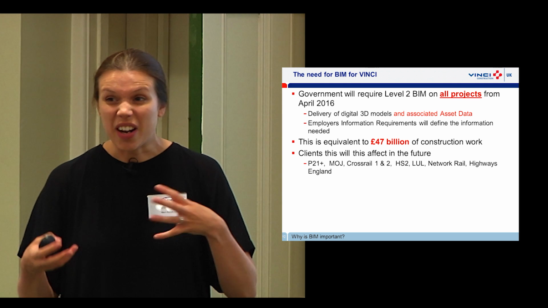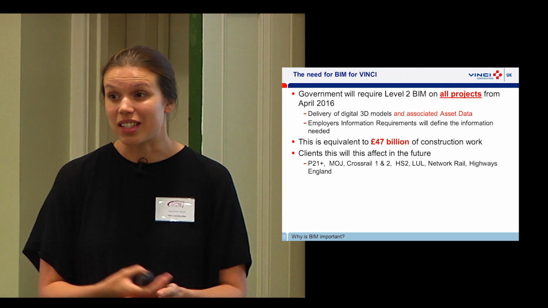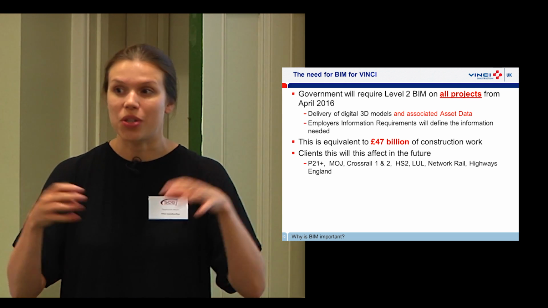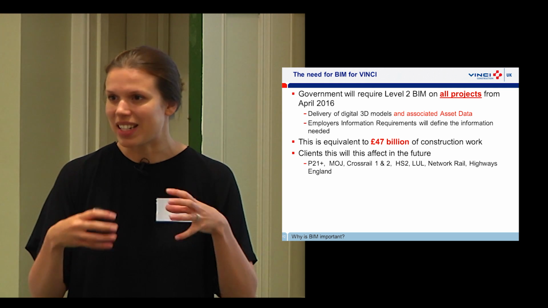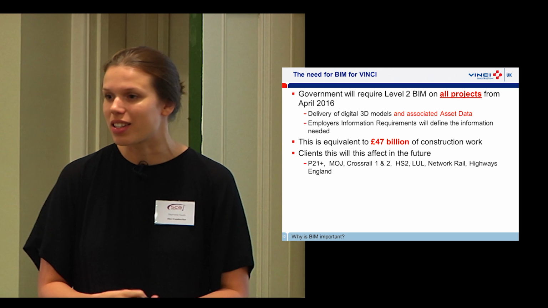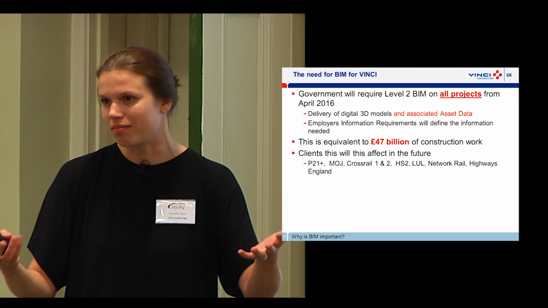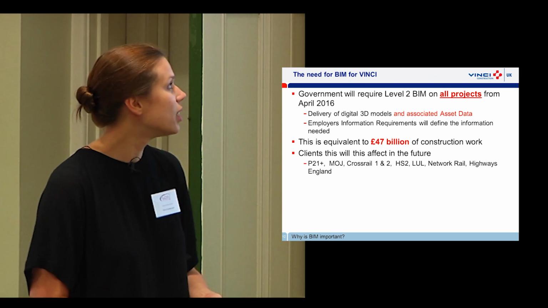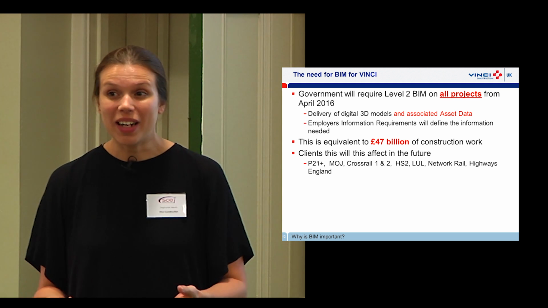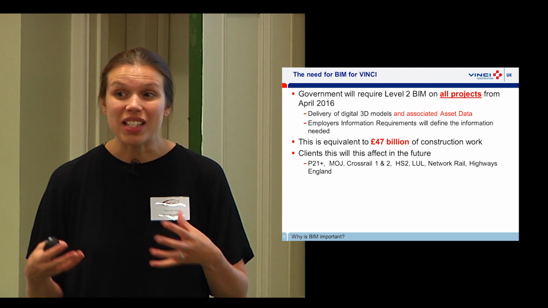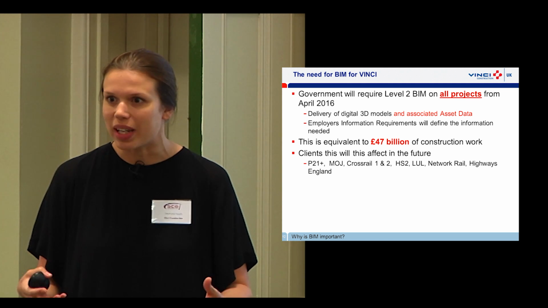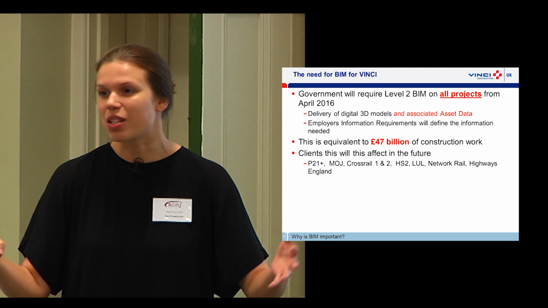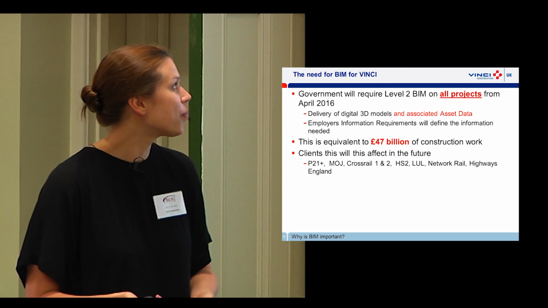So the kind of main crux of that, what they're expecting us to deliver is 3D models with associated asset data. So 3D models where there's information attached. So information about those assets, like manufacturer's details and when you installed it, etc. In the pipeline, they've said this is about £47 billion worth of projects that this is going to affect. So it's quite a big chunk of projects that we can tap into if we can deliver BIM.